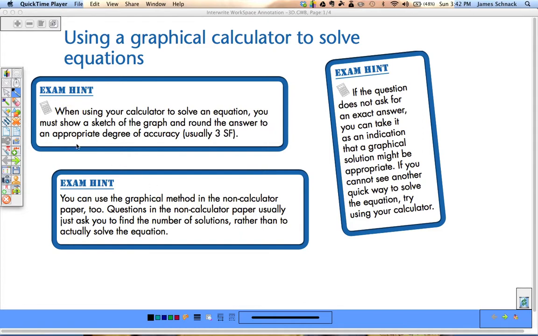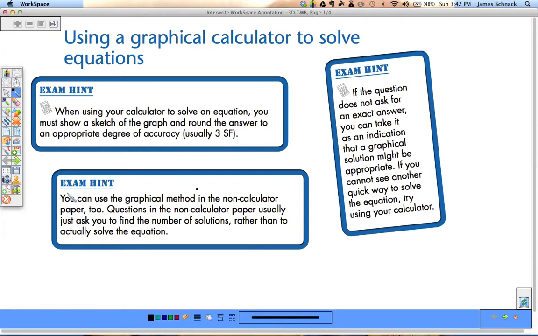So, some exam hints here. When you use the calculator to solve an equation, you must show a sketch and round your answers to three significant figures. If the question doesn't ask for an exact answer, a lot of times that might mean a graphing solution might be good. If you can't see another quick way to solve, try the calculator.